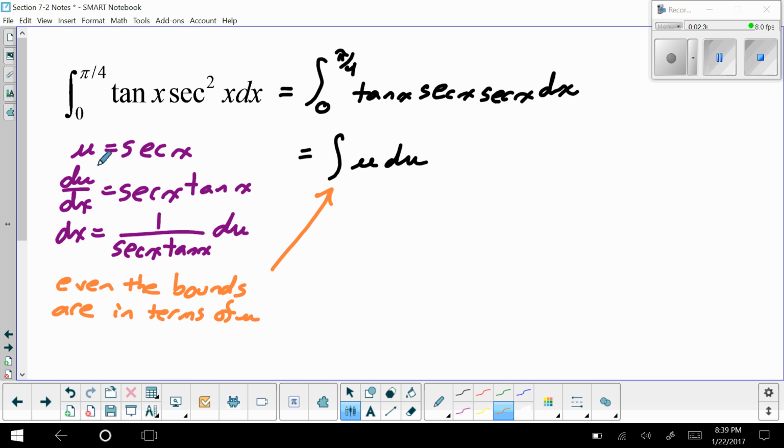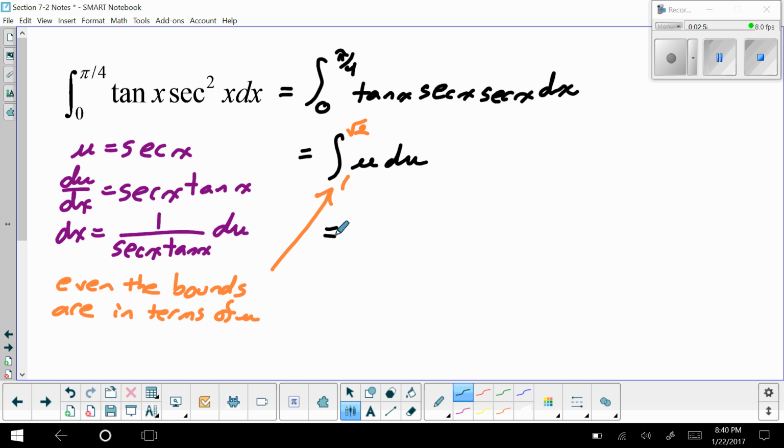But fortunately, we know how to find u. I just need to plug my bounds into secant of x to find out what u is. Well, secant is 1 over cosine. Cosine of 0 is 1, so 1 over 1 is 1. For pi over 4, cosine of pi over 4 is 1 over radical 2. The reciprocal of that, which is secant, would be radical 2. So this is the integral from 1 to radical 2 of u.